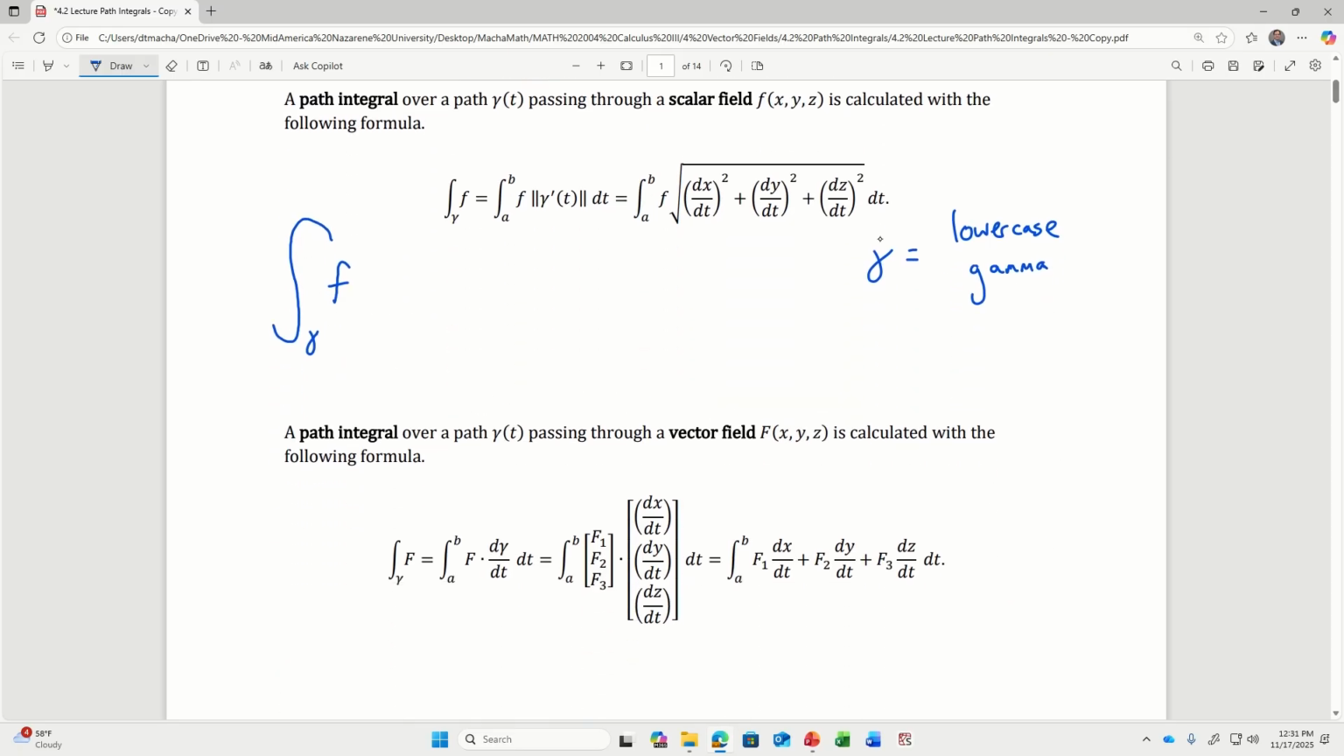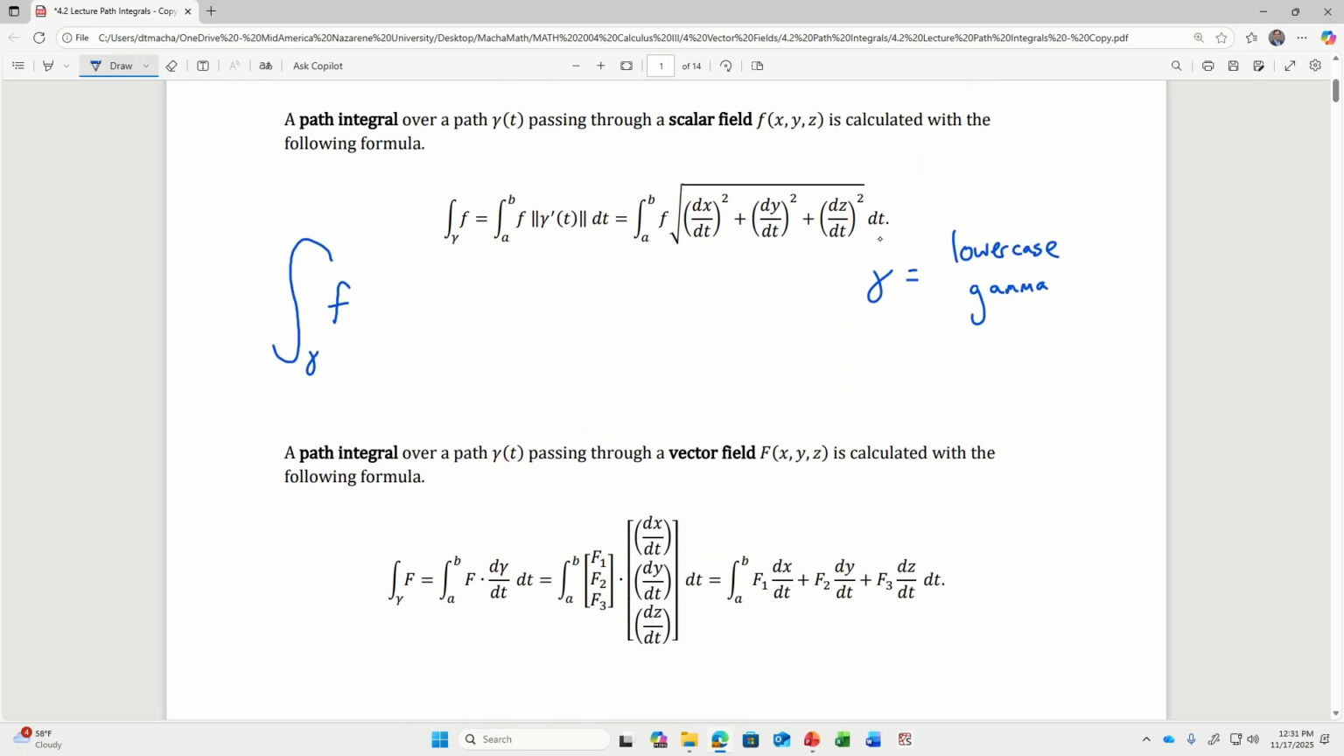No? Okay. The other thing that we're learning today is a path integral over a vector field. So if I want to indicate to you that I'm taking a path integral over a vector field, I'm going to use the capital letter F to indicate that's a vector field, and then the lowercase gamma tells me what path I'm integrating over. And the difference here is that we are going to take the dot product between my vector field and the derivative of the parametric curve. So it's like the velocity of the parametric curve. It's telling me what direction I'm moving in.